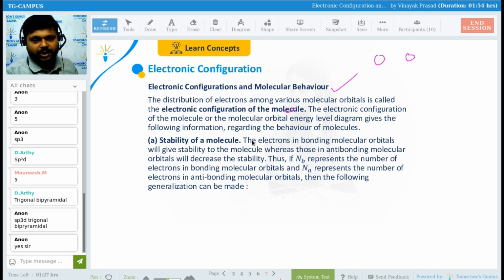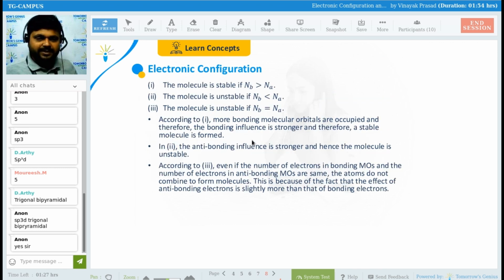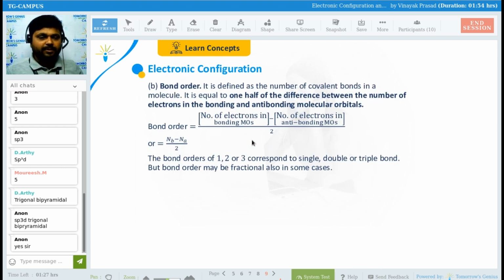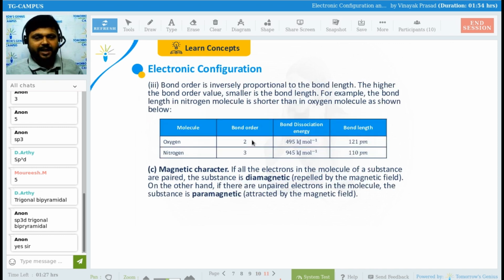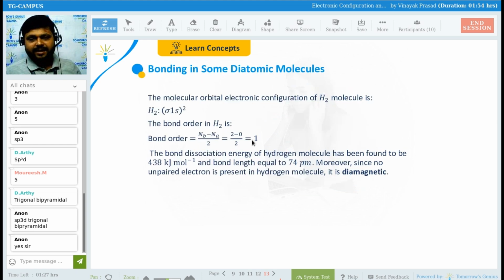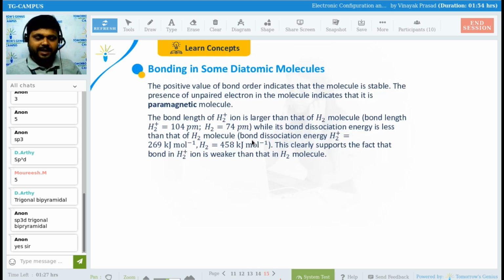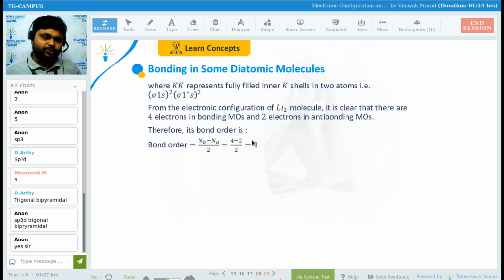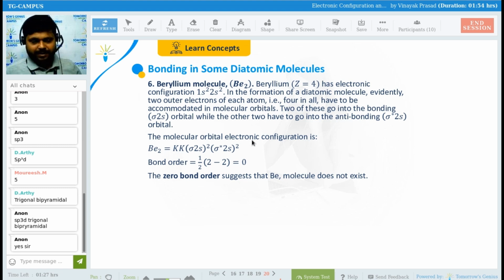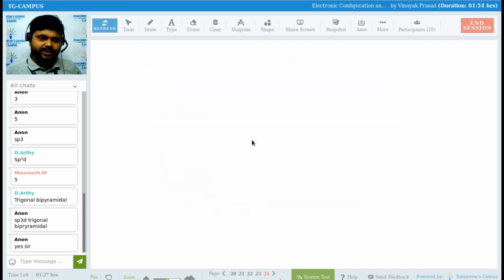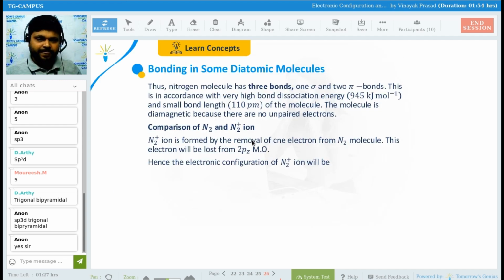The electronic configuration of the molecule, or the molecular orbital energy level diagram, gives the following information regarding the behavior of the molecules: about the stability, the bond order, the magnetic character, and so on. So these things we are going to see from here.